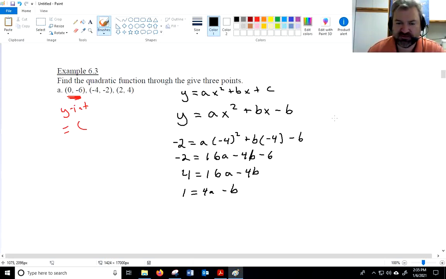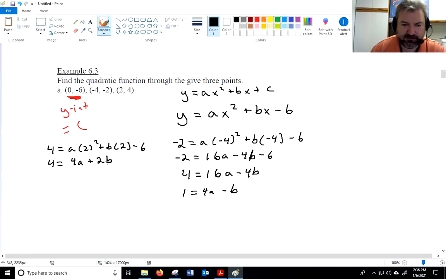The next point we are given is 2 comma 4. So I'll do that one over here. So I put a 4 in for y this time. And I put a 2 in for x. So a times 2 squared plus b times 2 minus 6. So 4 is equal to 4a plus 2b minus 6. Then I'll add that 6 over. I get 10 is equal to 4a plus 2b. Then I'll divide everything by 2, and I get 5 is equal to 2a plus b.